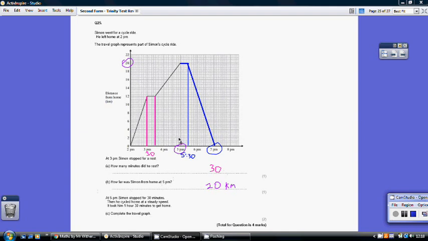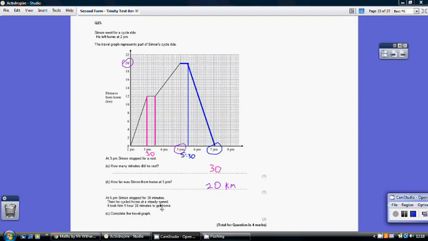Well, at 5 p.m., which is here, we go up and we see how far he was from his home, and he was 20 kilometres from home. So 5 p.m., go up, take a reading, 20 kilometres. Now, at 5 p.m., Simon stopped for 30 minutes, so he remains 20 kilometres from home for 30 minutes. I've just filled in that part of the graph. It's just flat from 5 o'clock to 5:30.